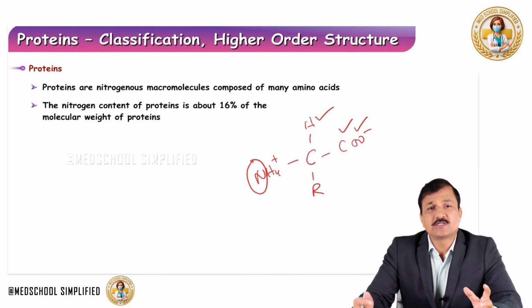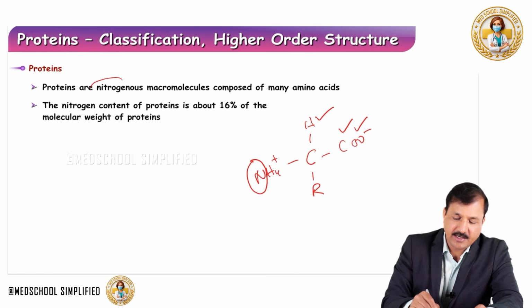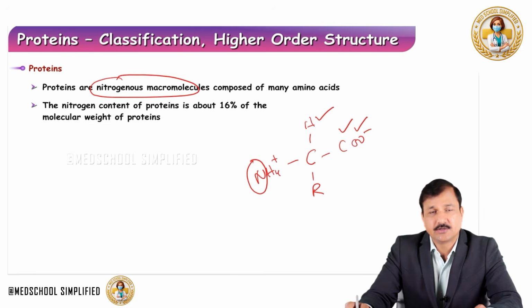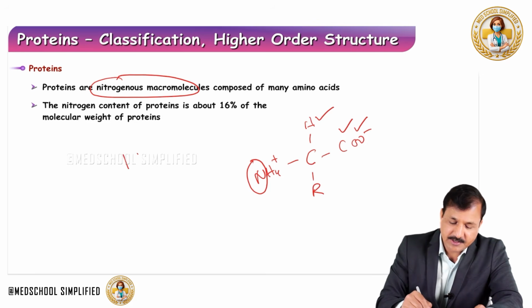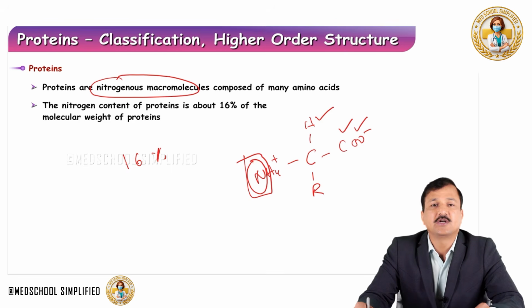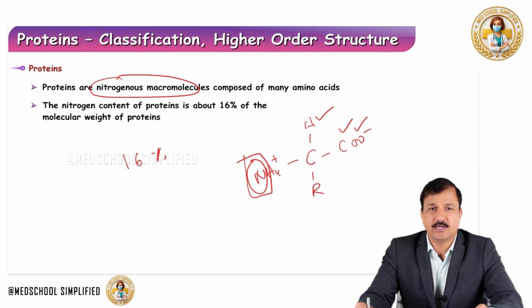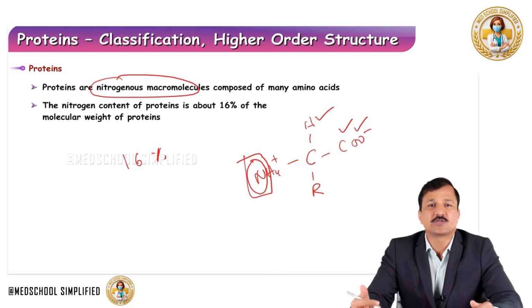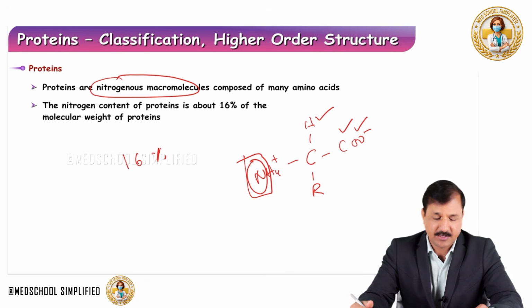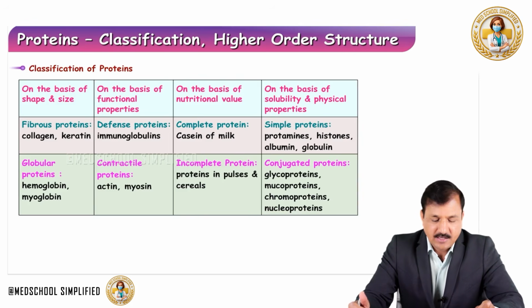So proteins are made from amino acids. That is why it is referred to as a nitrogenous macromolecule. In fact, 16% of a protein molecule is composed of nitrogen. So this is a major nitrogen containing macromolecule that we get into our body, because when we take proteins, proteins are the source of nitrogen for us. So remember that point. Now, with that introduction, let's classify proteins.